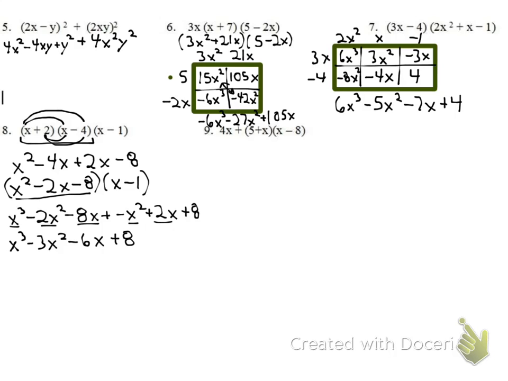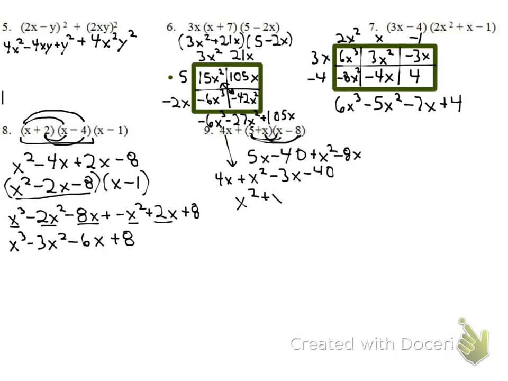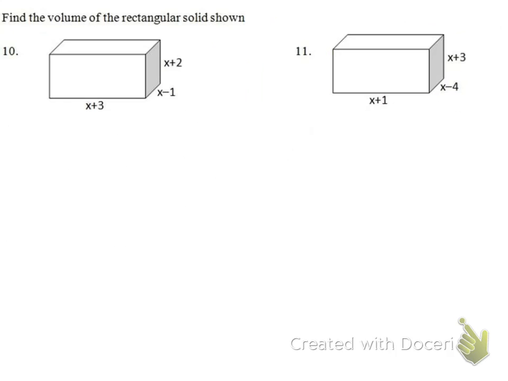Now, number 9, we're going to multiply the 5 plus x and the x minus 8 first, and then we're going to add 4x to that. So if I multiply 5 by both terms, I get 5x minus 40. Now x by both terms, I get x squared minus 8x. We rewrite this in descending order. I get x squared minus 3x minus 40. Bring down the 4x. I'm going to add to that, so I get x squared plus x minus 40 as an answer.